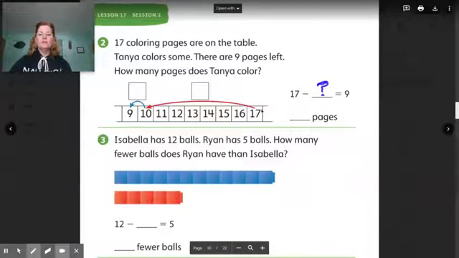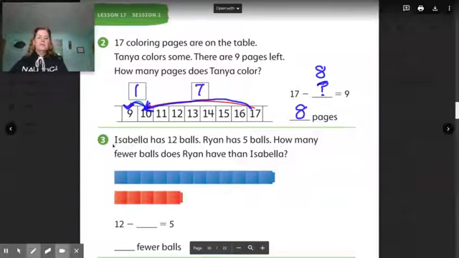Well, I am going to make a 10 to subtract. So 17 jumping all the way down to 10. I know that there are 7 jumps between 17 and 10. And then I need to get to 9 because there are 9 left, and that is 1 jump. So how many did we jump? 7 plus 1 equals 8. So that means that Tanya colored 8 pages. 8 plus 9 is 17.